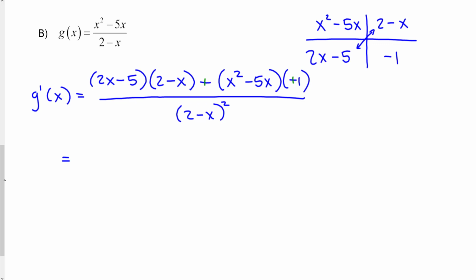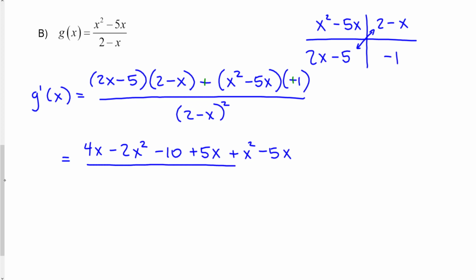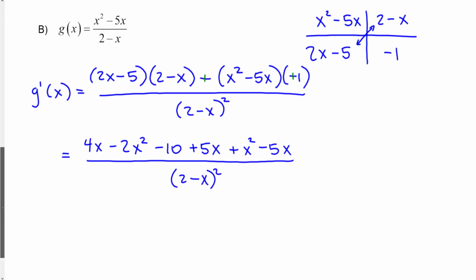So if that's the case, start foiling the first two terms. So 2x times 2 is 4x. 2x times negative x is negative 2x squared. Negative 5 times 2 is negative 10. And then negative 5 times negative x is positive 5x. In the other term, I would still have x squared minus 5x because those parentheses are no longer necessary. The denominator I'll leave alone because it's already factored.